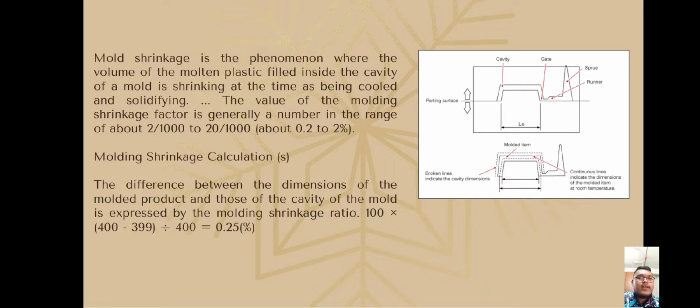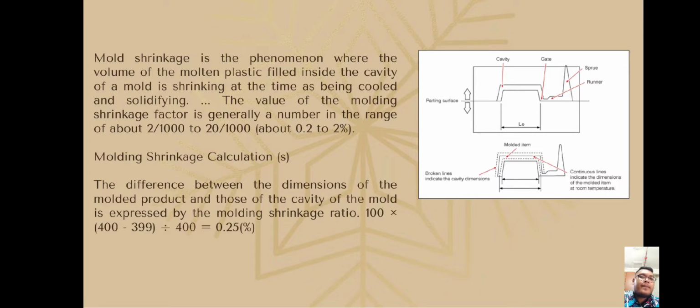Mold shrinkage is the phenomenon where the volume of the molten plastic filled inside the cavity of a mold shrinks as it is cooled and solidifies. The value of the molding shrinkage factor is generally a number in the range of 2/1000 to 20/1000, which is about 0.2 to 2%.